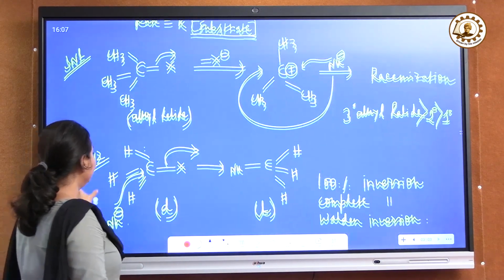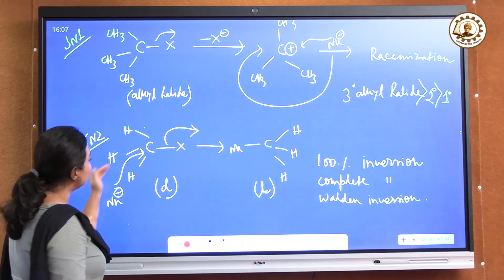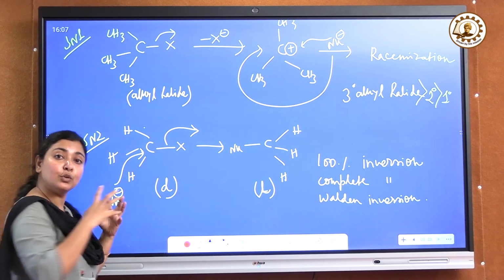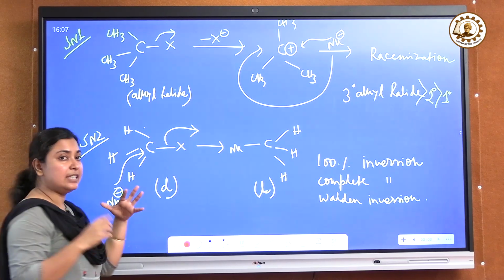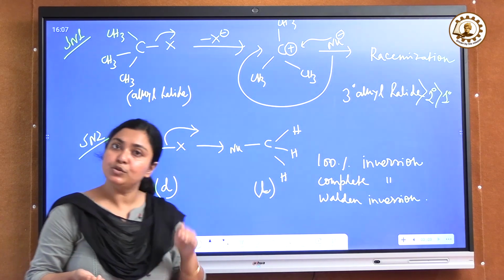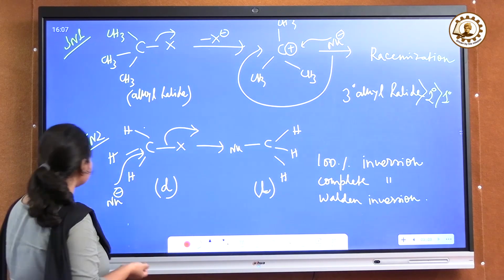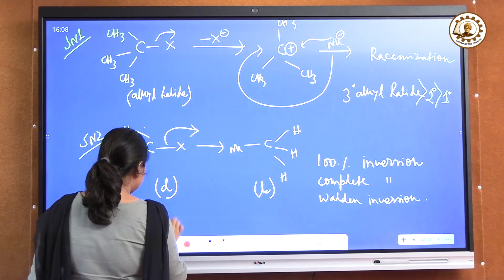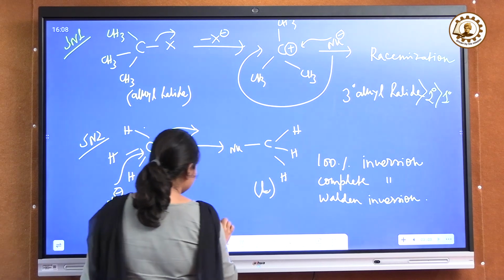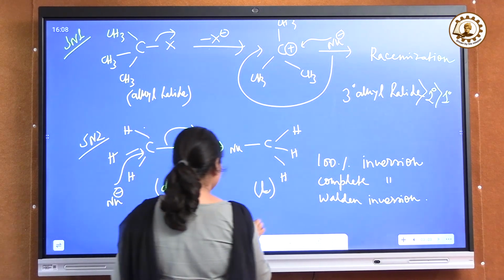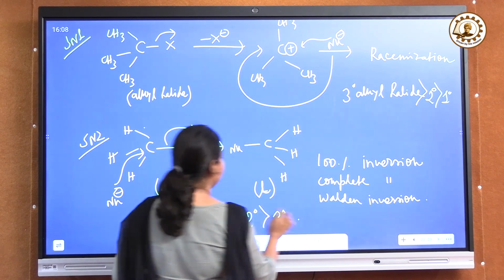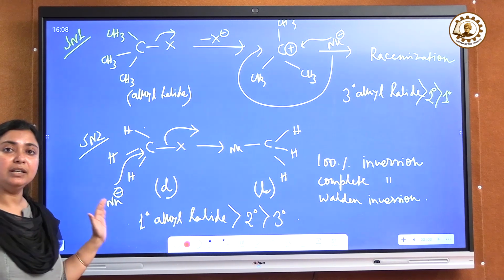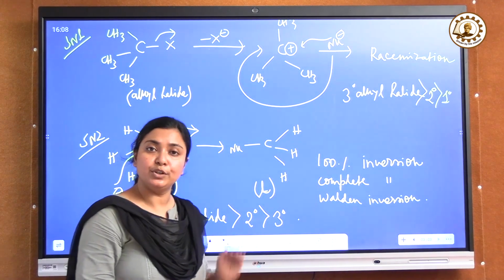While in SN2, the attack of the nucleophile and the departure of the leaving group are happening at the same time. So if there is a bulky group present, the nucleophile will face steric hindrance, so the rate will decrease. So in case of SN2, the most suitable substrate is 1-degree alkyl halide, then 2-degree, then 3-degree. So this was the SN1 and SN2 reaction. That was for substitution reaction.